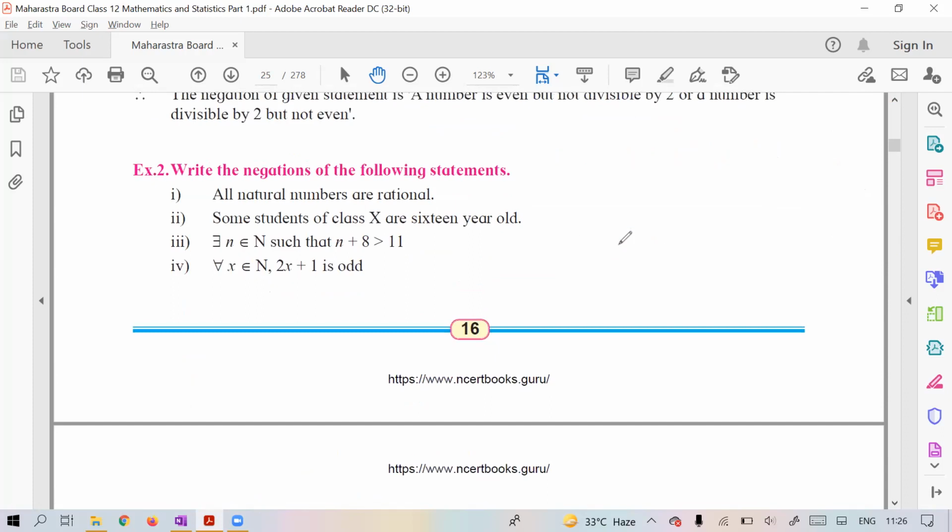So this is for quantifiers. And you want to write the negation for that. So see here. Write the negation of the following statement. First statement is all natural numbers are rational. So you try to write the negation of this. First you try, then I will give. Tell me negation of first statement.